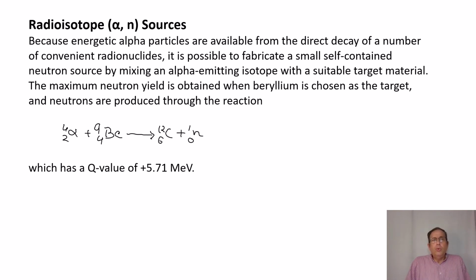Then you have radioisotopes which undergo alpha N reaction. That is, for example, an alpha particle is targeted to a beryllium-9 nucleus. It produces a carbon-12 and a neutron with a Q value of 5.71 MeV. So what happens is any alpha decaying source or an alpha source is mixed with beryllium or any other suitable target, and then when they are mixed, alpha is absorbed by beryllium and neutrons are produced in the process.